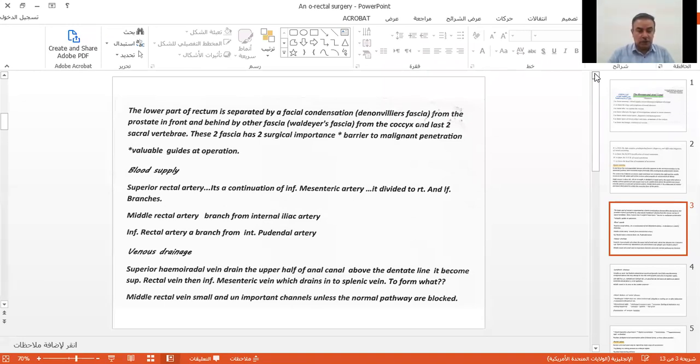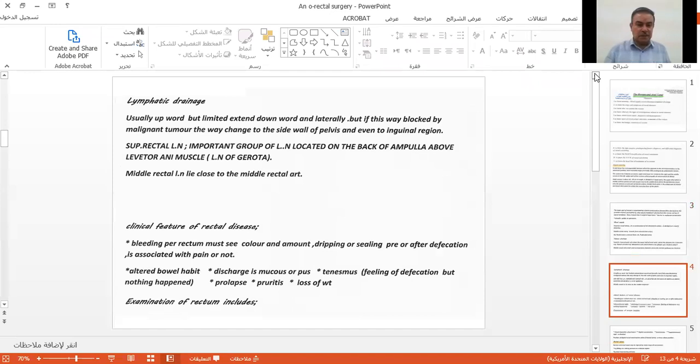Venous drainage: the superior hemorrhoidal vein drains the upper half of the canal above the dentate line. It becomes the superior rectal vein, then the inferior mesenteric vein, which drains to the splenic vein, which joins the superior mesenteric vein to form the portal vein. The middle rectal vein is small and unimportant surgically, unless the normal pathways are blocked.